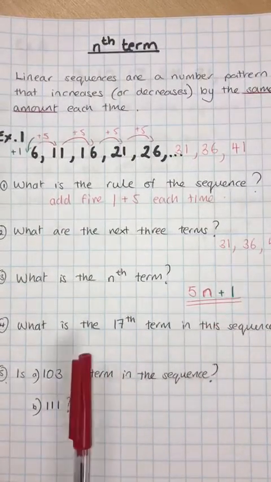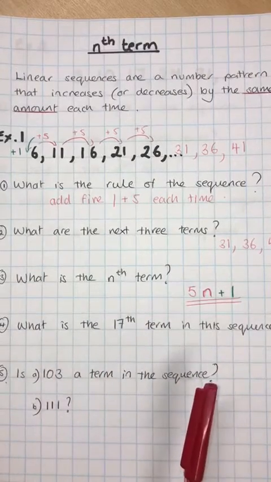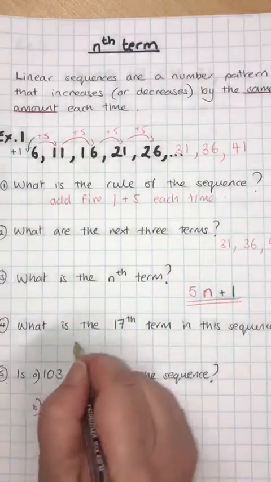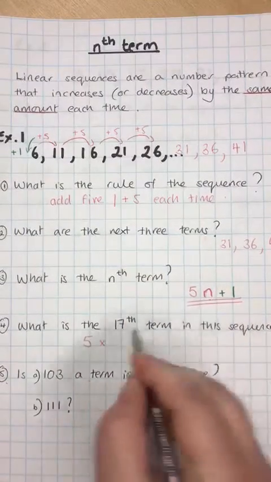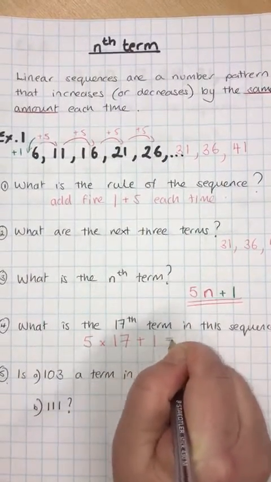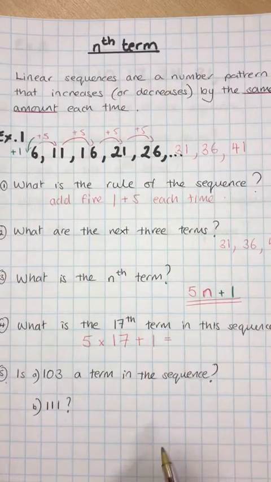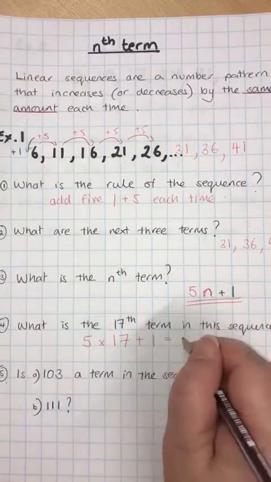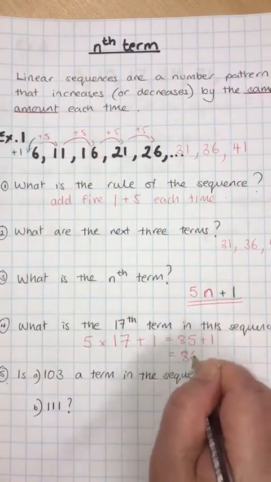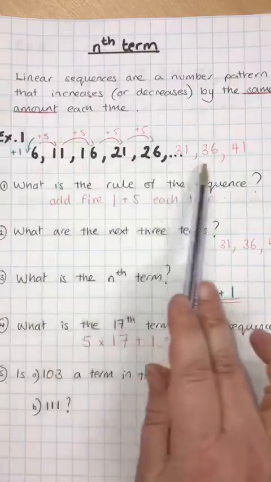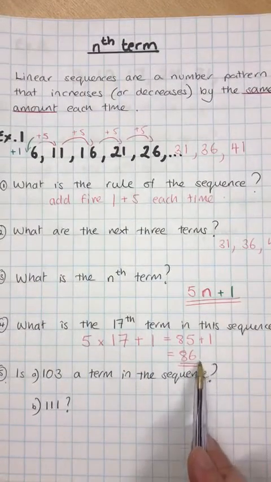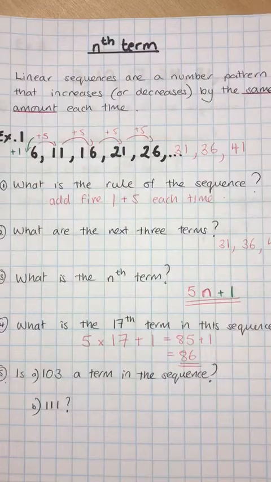I can use my nth term rule to find other terms in the sequence. For example, if I'm asked, what is the 17th term in the sequence? I replace the n with the 17. So if I were to continue writing out this sequence until I had 17 terms, 86 would be the 17th term.